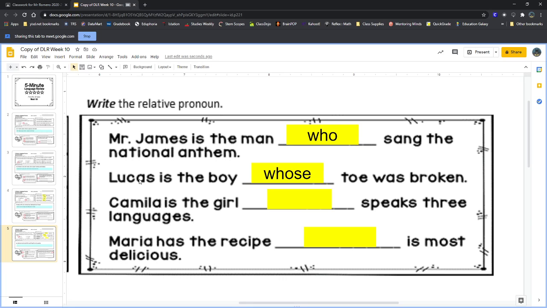What about the next sentence? Camila is the girl blank speaks 3 languages. What word should I use to fill in the blank? Camila is the girl blank speaks 3 languages. What word would finish that sentence? Bailey, what do you think? Camila is the girl blank speaks 3 languages. What word should I use, Bailey, to finish that sentence?